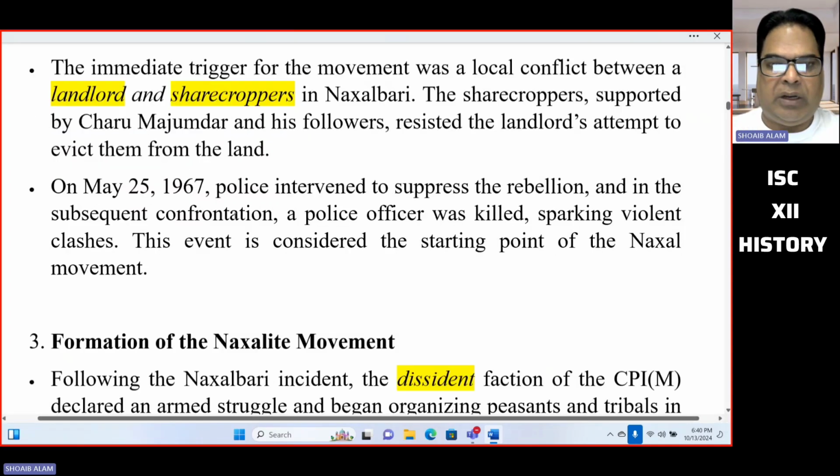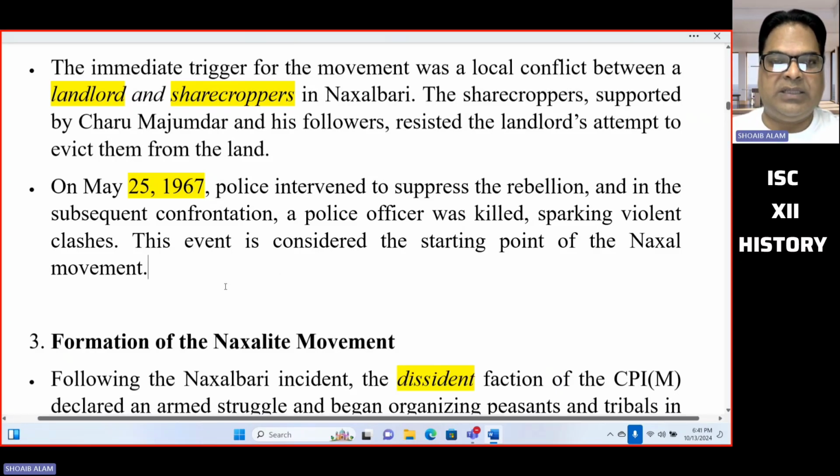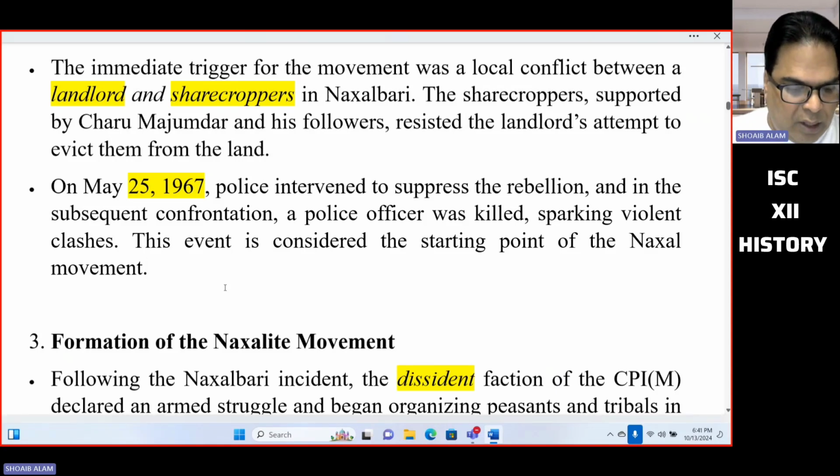Okay. On May 25th, 1967, police intervened to suppress the rebellion of Charu Majumdar and the people who were supporting the sharecroppers. This sparked violent clashes. This event is considered the starting point of the Naxal movement. This was the starting point from where the Naxal movement started.